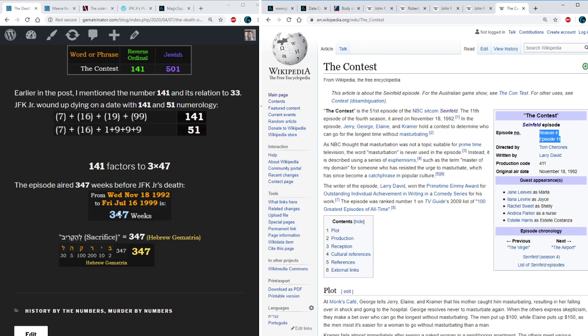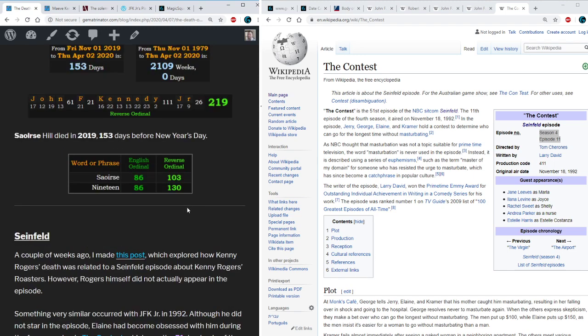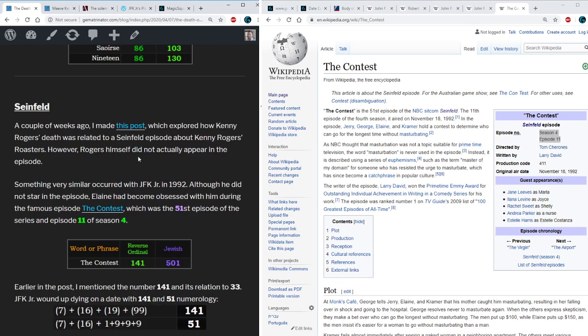The episode aired 347 weeks before his death, and 3 times 47 are the factors of 141. It might be a stretch. Either way, that date numerology really popped.